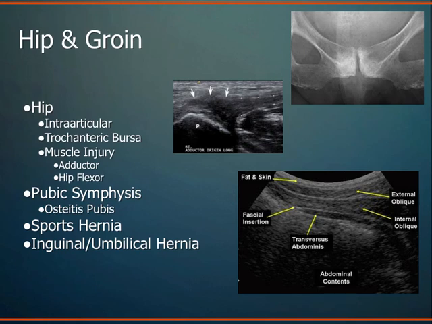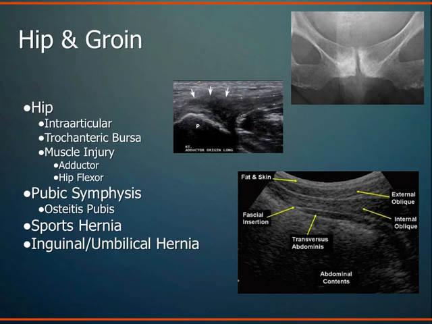The hip and groin is another area where ultrasound is being used more and more, especially in the sports arena, for intra-articular injections, again avoiding fluoroscopy and radiation exposure. And for the more superficial diagnoses, trochanteric bursitis, which is one of the most common hip complaints that I see in the clinic.